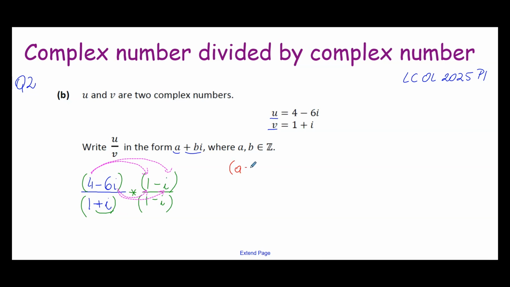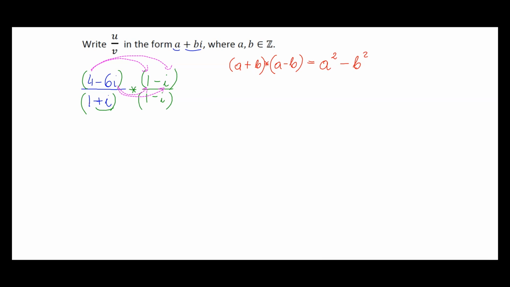When I have two brackets that have the same items in them, and the only difference is that one is plus and one is minus, as you can see here, I have 1 and I have 1 here, then I have i and I have i here, and the only difference is plus and minus, we can use a shortcut, because that will equal the first number to the power of 2 minus the second number to the power of 2. That is a very handy shortcut to know, especially for calculations with complex numbers.